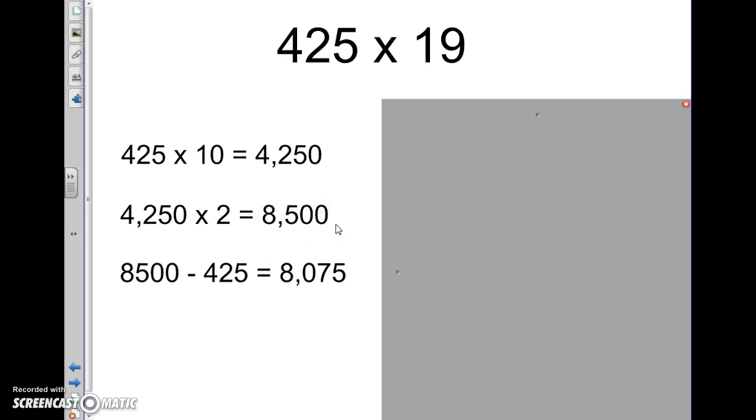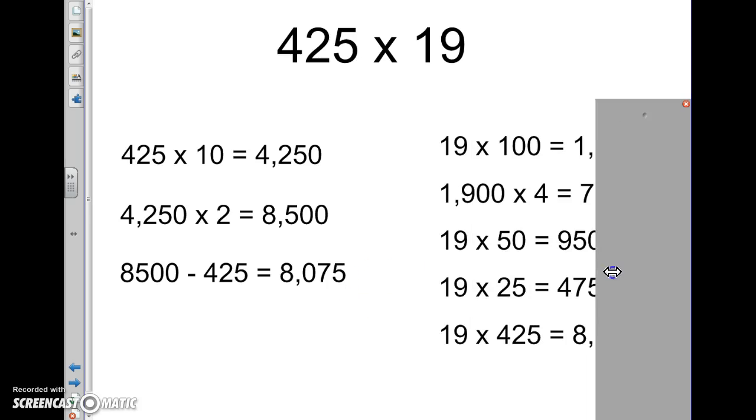Now, of course, that is not how many groups there are. There's only 19, right? So I'm going to take one group away. So one less group of 425. So I'm going to take that 8,500. I'm going to subtract 425. And even in my head, I can say, well, that's going to be 8,075, right? Because 8,500 minus 400 is going to be 8,100. And then that 100 minus 25 is going to give us 75. So that's the way that I can figure that out. I didn't have to use the area model, and I'm not going to use the standard algorithm. I don't need a calculator. I can do all of that pretty much in my head or relatively quickly with pencil and paper.